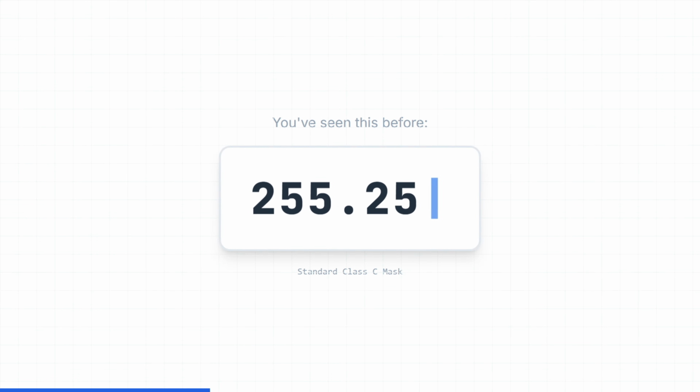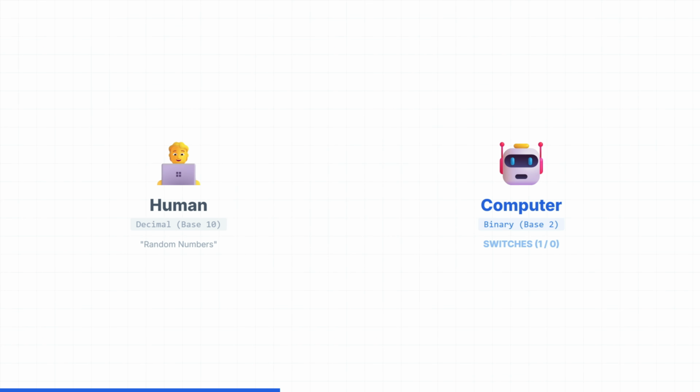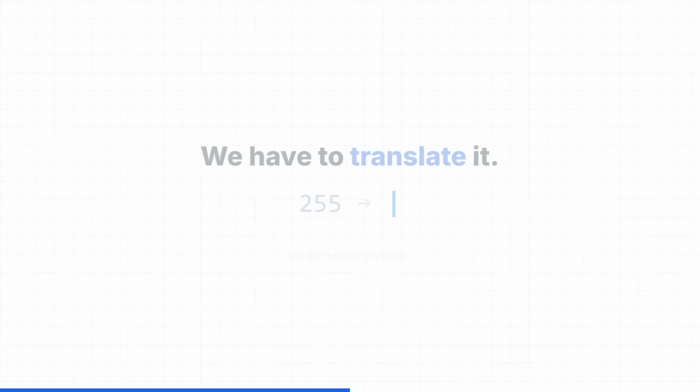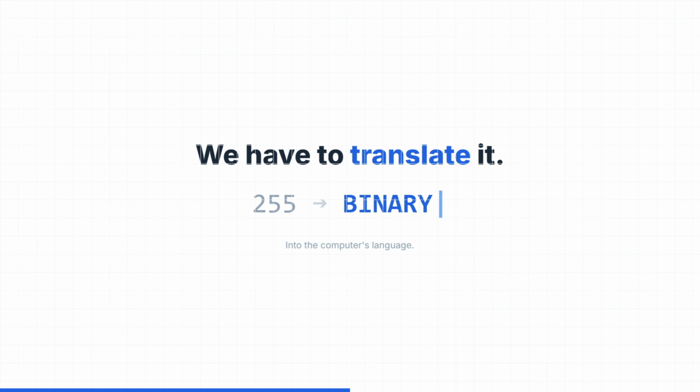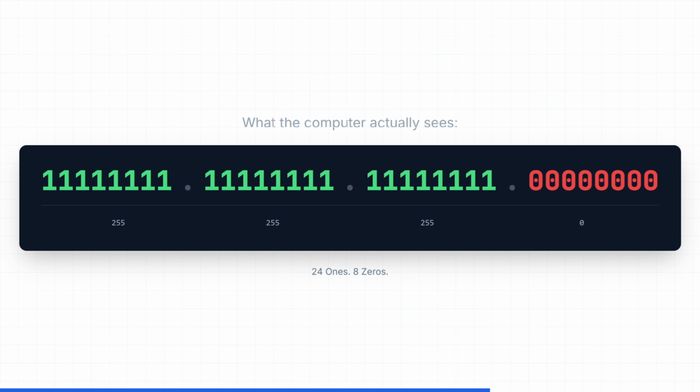You have seen this number 1,000 times before. It usually looks like this, 255.255.255.0. To a human, that looks like a random string of numbers, but computers don't think in decimal numbers like we do. They think in switches, on and off, 1 and 0, binary. To really understand this, we have to translate it into the computer's language. In binary, the number 255 is just 8 ones in a row. It is like turning on 8 light switches at the same time. So, when a computer sees that subnet mask, it actually sees this, 24 ones, followed by 8 zeros.